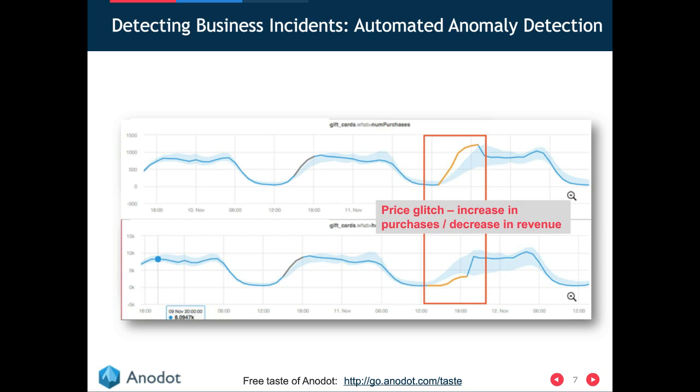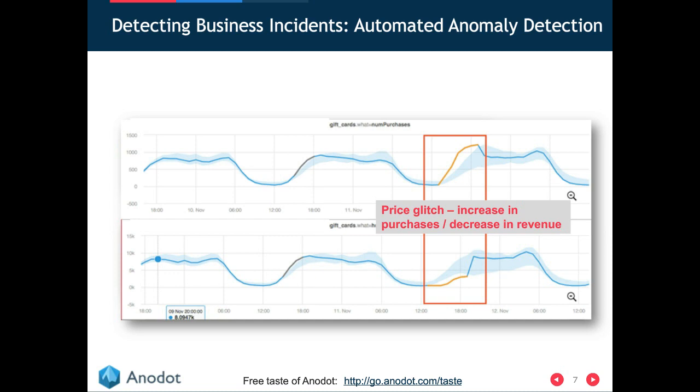Ask anybody working in e-commerce, they'll tell you this happens a lot, where they accidentally publish a product for a much lower price than it should be, and people find that out through social networks or all sorts of websites that crawl the web and start buying that product for a much cheaper price. So these are just a few examples that illustrate why detecting business incidents is important and why automated anomaly detection is an important tool for doing that.